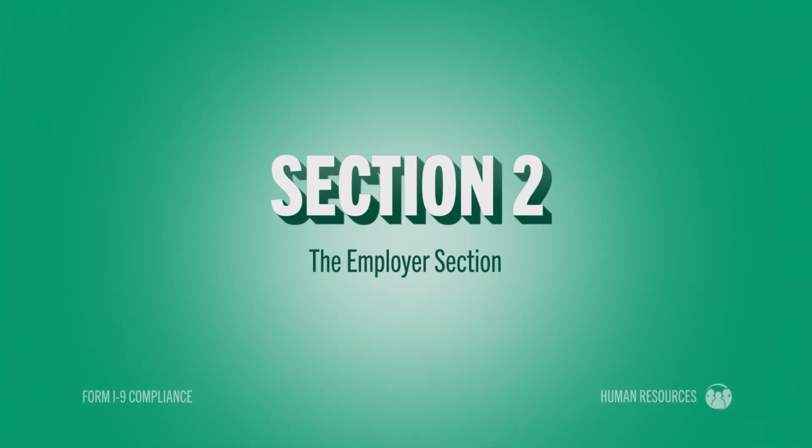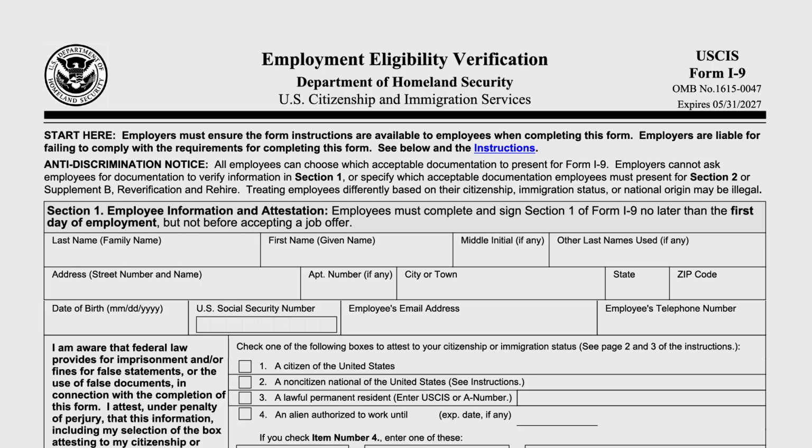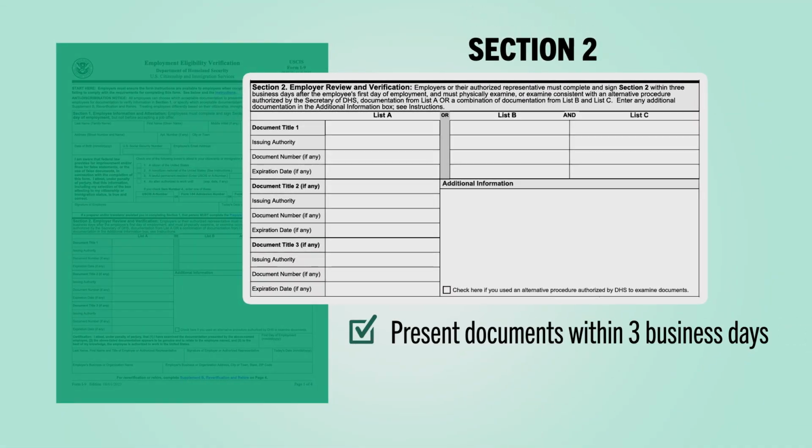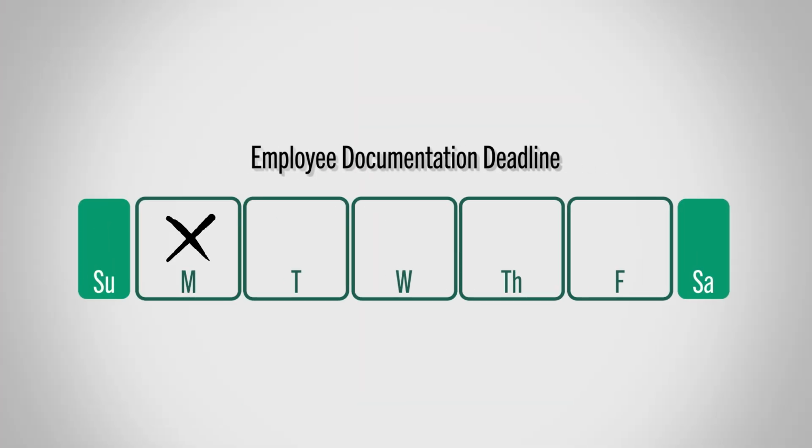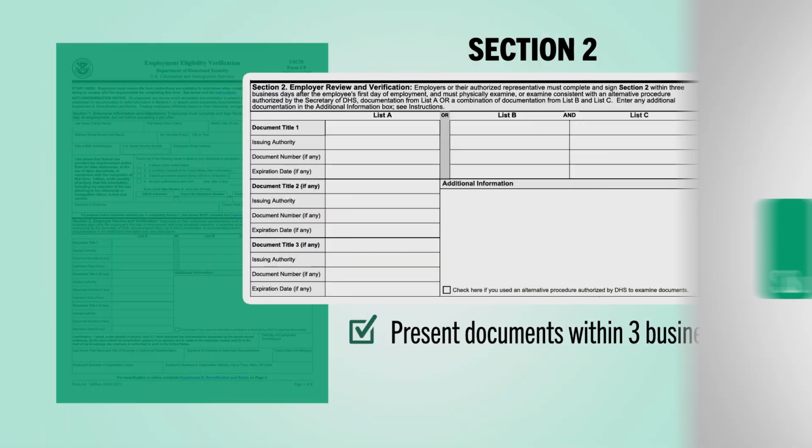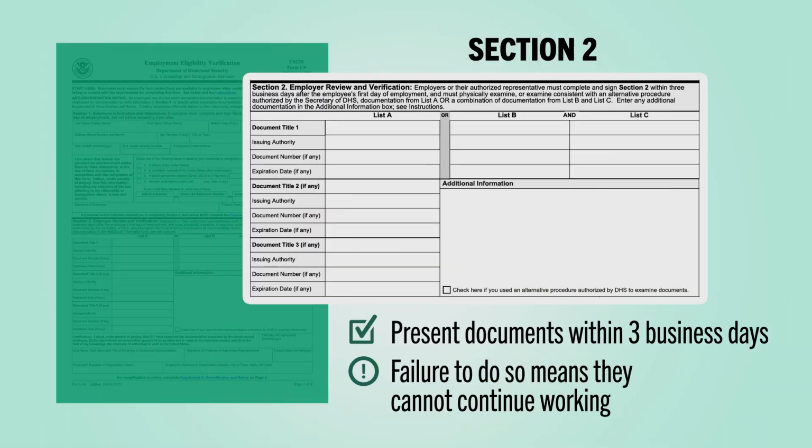Section 2, the Employer section. Section 2 must be completed by the employer or their representative. The employee must present acceptable ID documents within 3 business days of their start date. If they start Monday, the deadline is end of day Thursday. If they fail to do so, they cannot continue working.